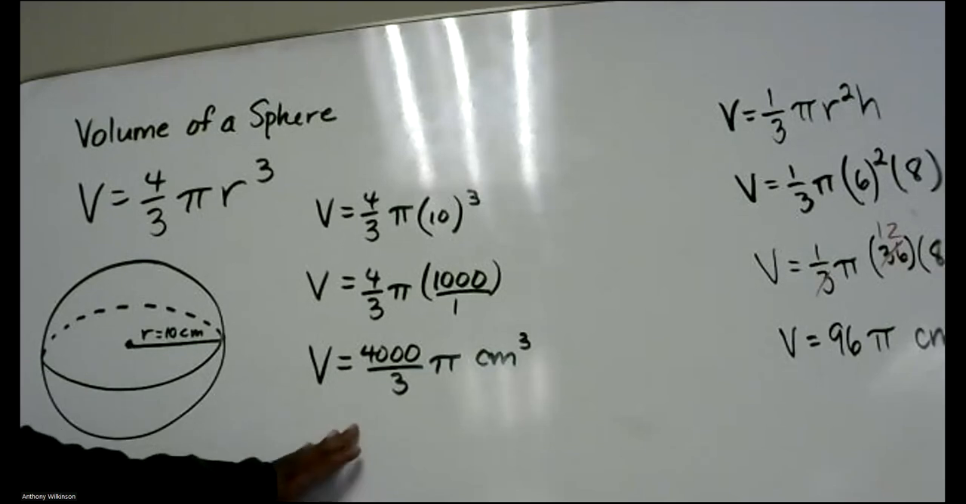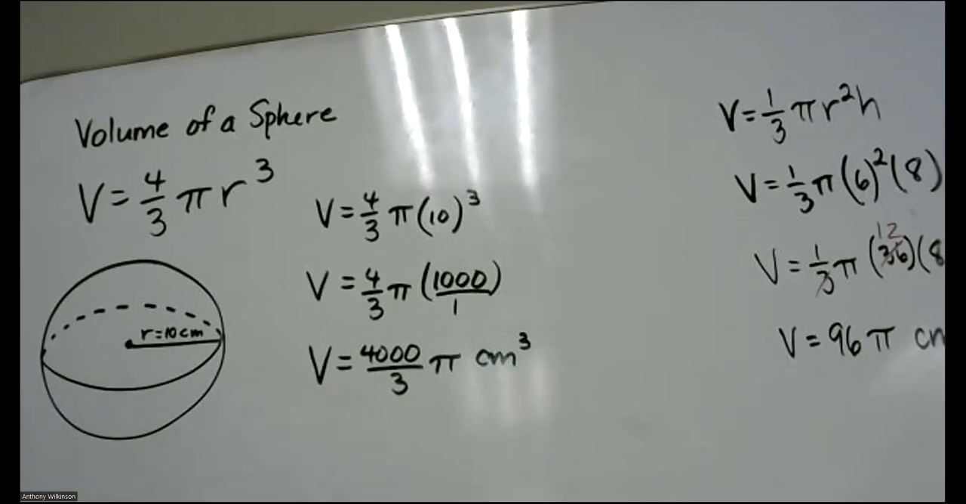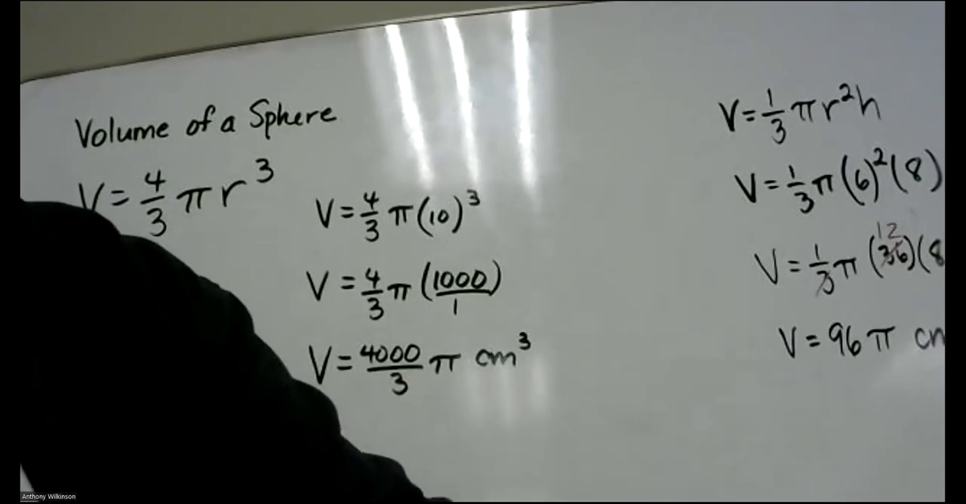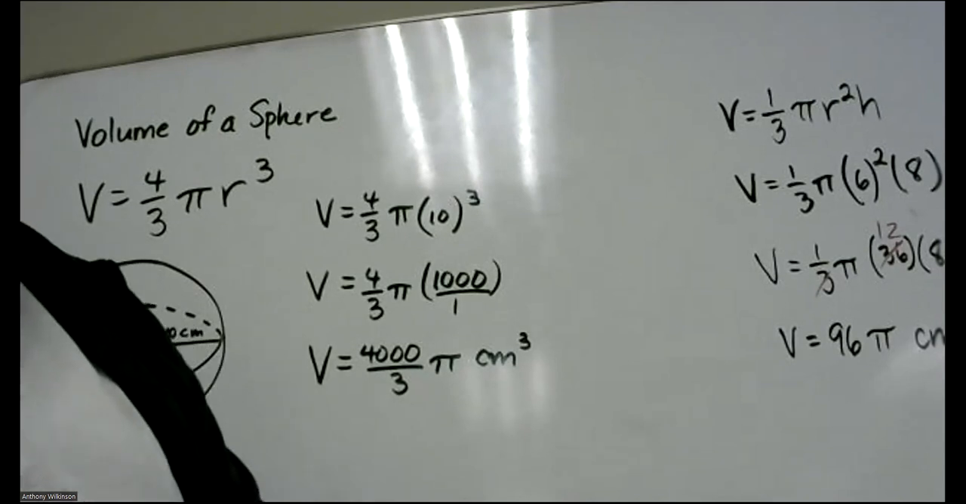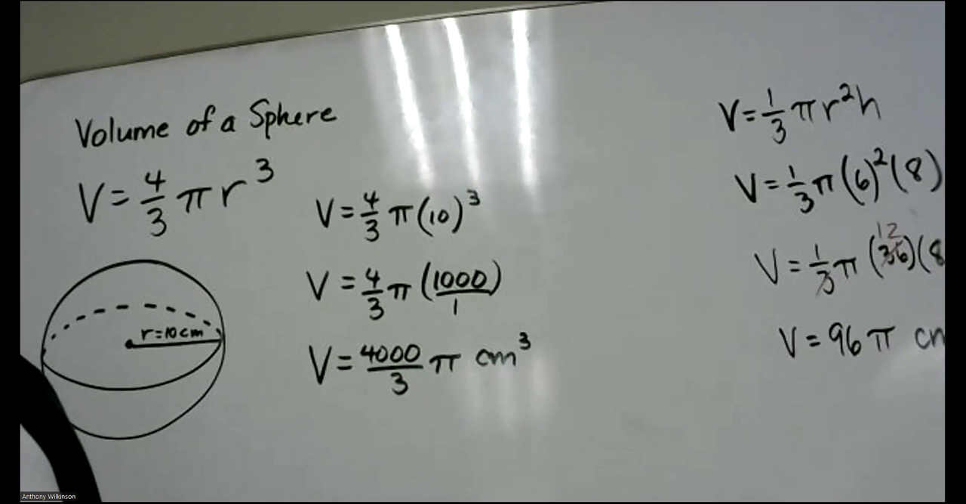Okay, so pretty much you'll be asked to leave your answers in terms of pi, or you might be asked to use 3.14 as an approximate value for pi. All right, any questions about finding the volume of a sphere? There's one last thing I need to cover. Does everyone have this? All right, and that's going to be mass.